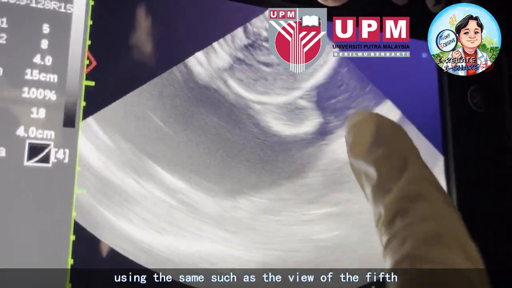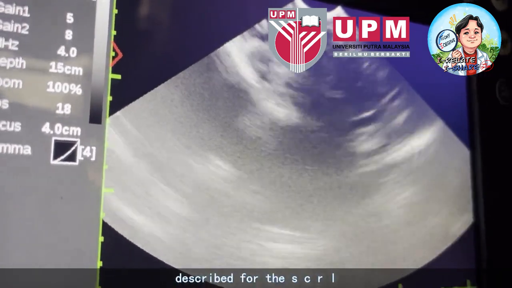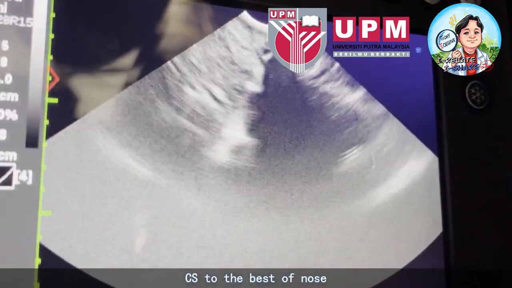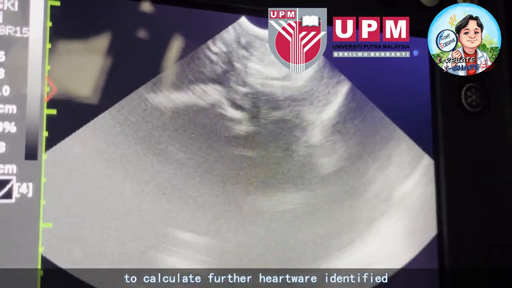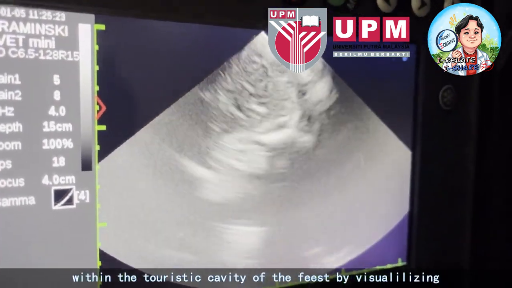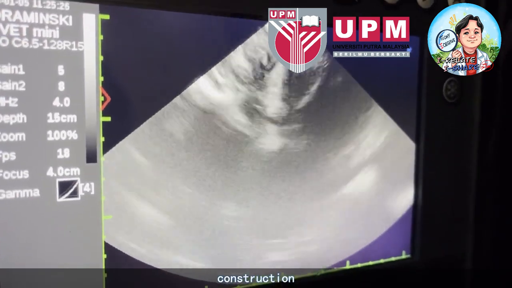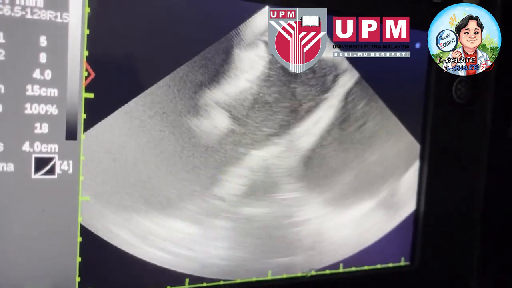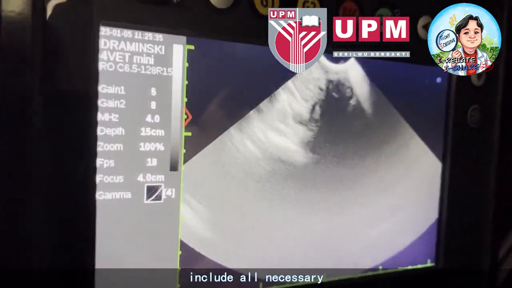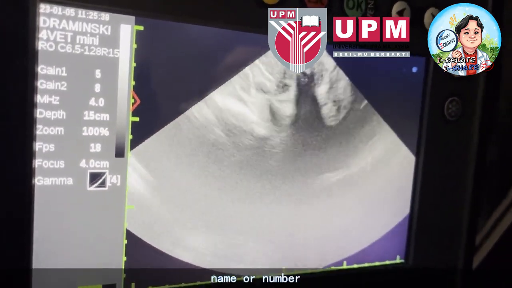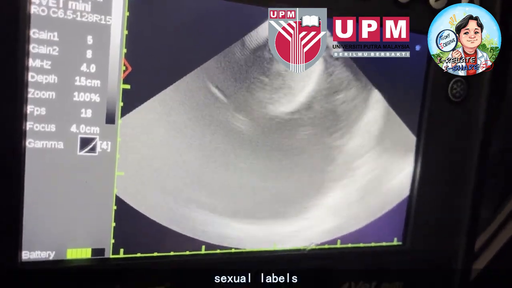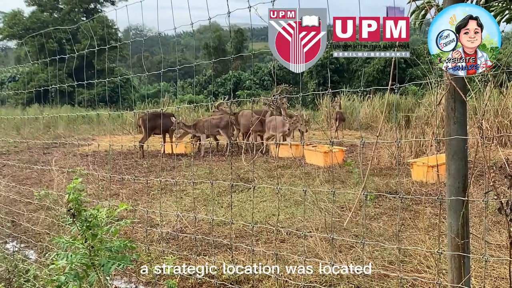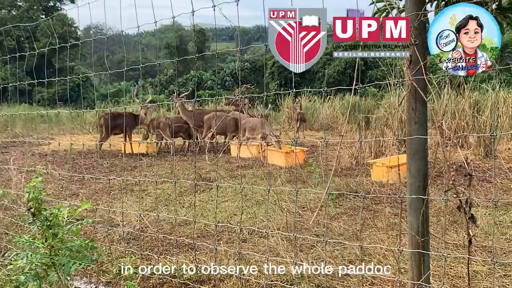To measure HL, using the same sagittal view of the fetus as described for the CRL and CD measurement, measure the distance from the occipital crest to the base of nose. To calculate fetal heart rate, identify the heart within the thoracic cavity of the fetus by visualizing its rhythmical contraction. Calculate the heart rate by counting the number of contractions that occur within a 1 minute period. Verify that all still images and video loops include all necessary identifying information, including animal name or number, depth, measurements, and appropriate structure labels.